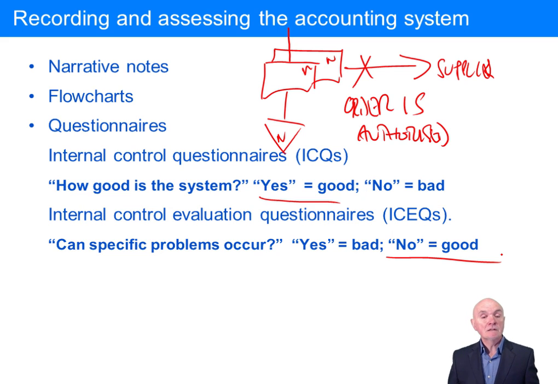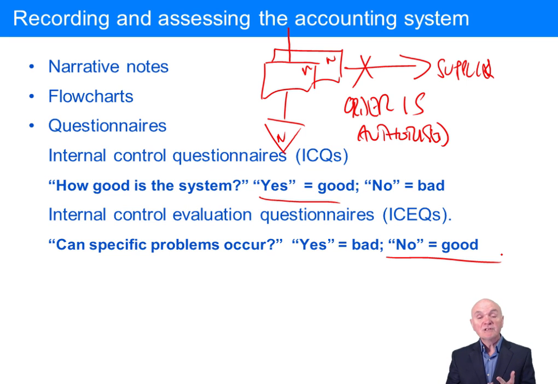If we're doing it with an internal control evaluation questionnaire, the question would turn round slightly and it would say something like, can unauthorized overtime be paid? And we want the answer no to that. Why perhaps could it not be paid? One reason is maybe it's authorized. Another reason that unauthorized overtime cannot be paid is maybe you don't pay overtime. Even if people work a couple of hours longer, you don't pay overtime. So obviously unauthorized overtime cannot be paid.